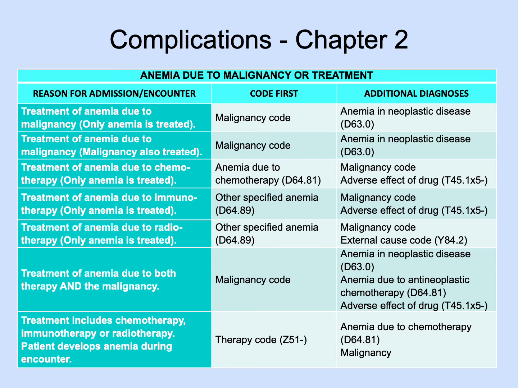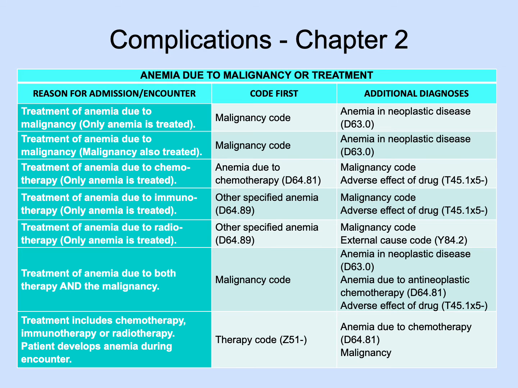If treatment of anemia is due to the chemotherapy, and only anemia is being treated, you have it a little bit different. Anemia due to chemotherapy, D64.81, then the malignancy code, and then adverse effect of the drug, T45.1X5. Treatment of anemia due to immunotherapy, only anemia is being treated. You have other specified anemia, and then malignancy code, and then adverse effect of drug. Treatment of anemia due to radiotherapy, only anemia is being treated. Other specified anemia, and the malignancy code, and then external cause code.